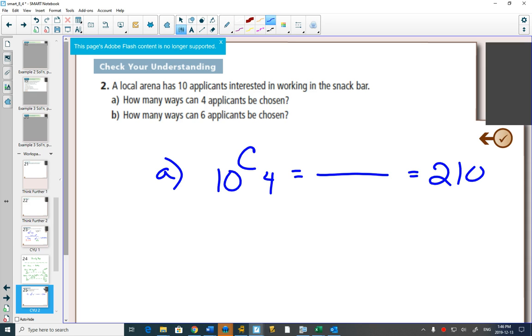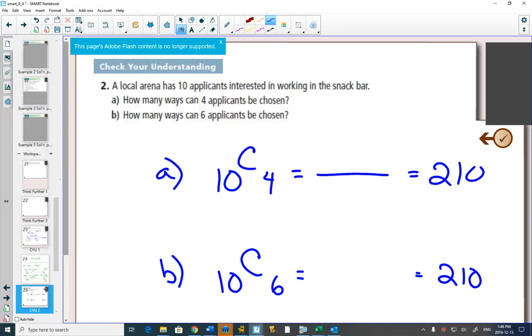Then in B, it says, oh, it's going to be really busy at the arena. We need to have 6 people working, not 4. So now we do 10 choose 6. And we find out the answer is also 210.